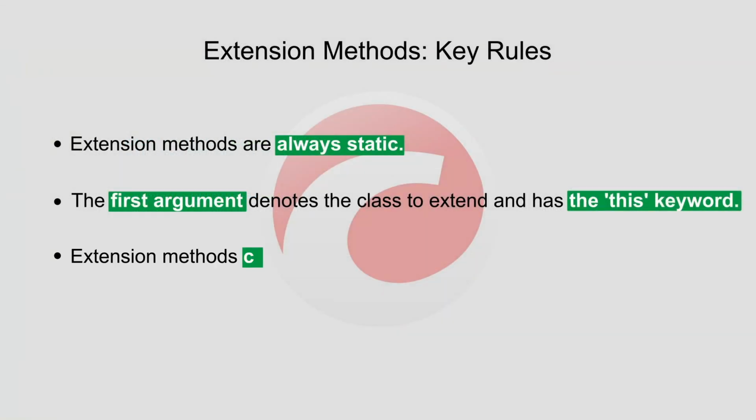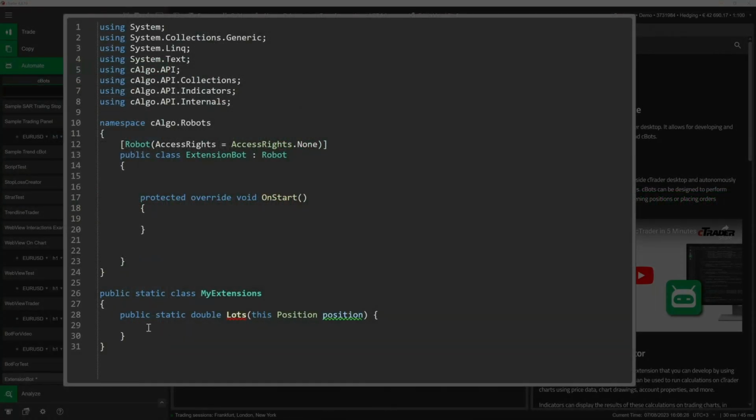Extension methods can contain any logic suitable for the provided arguments. There is no need to use special syntax when defining the body of an extension method. To complete our lots method, we will add a return statement prompting the method to return the size of a position in units divided by the lot size of the symbol for which it is opened.